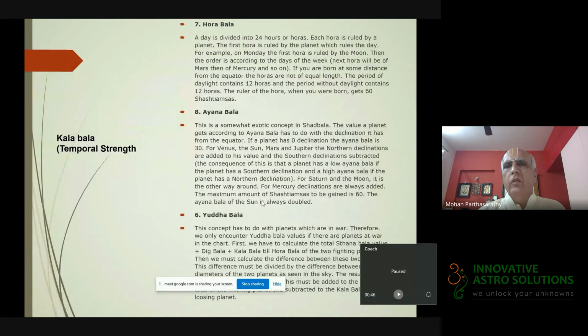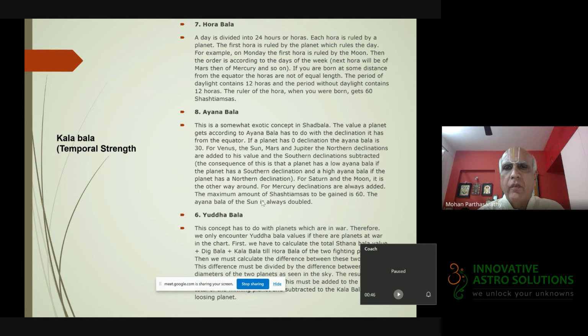Horabala. A day is divided into 24 hours or horas. Each hora is ruled by a planet. The first hora is ruled by the planet which rules the day. For example, on Monday, the first hora is ruled by the Moon, Tingal, we say in Tamil. Moon is ruling that hora. And then the horas continue in the order of the days of the week. For example, on Monday the Moon hora starts, then followed by Mars, that is Tuesday, then by Mercury, Buddha, then Guru, and so on till Saturn.